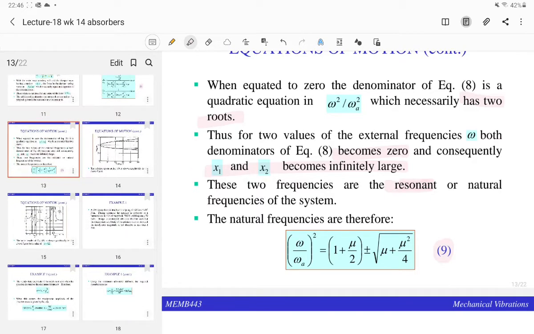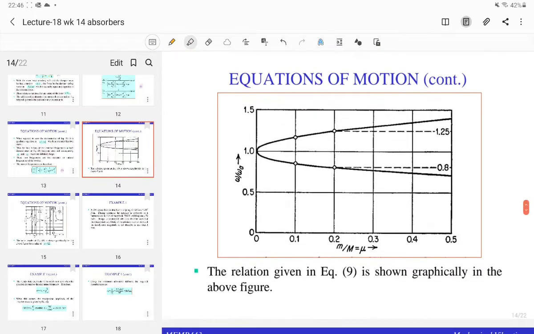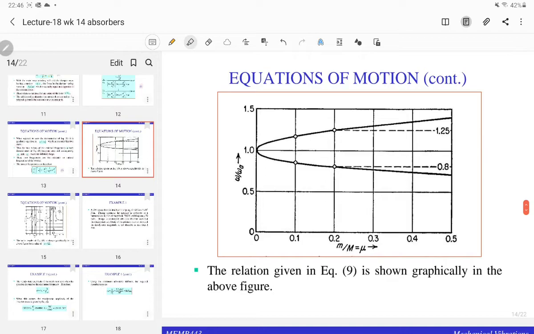So what happens if you have this relationship? You can plot the graph. In this case, you can see as mu goes up under resonant, you would have this figure. You're going to have these two frequencies, omega 1 and omega 2, with a distance between them. You can see that the distance keeps increasing as you increase the mass ratio.